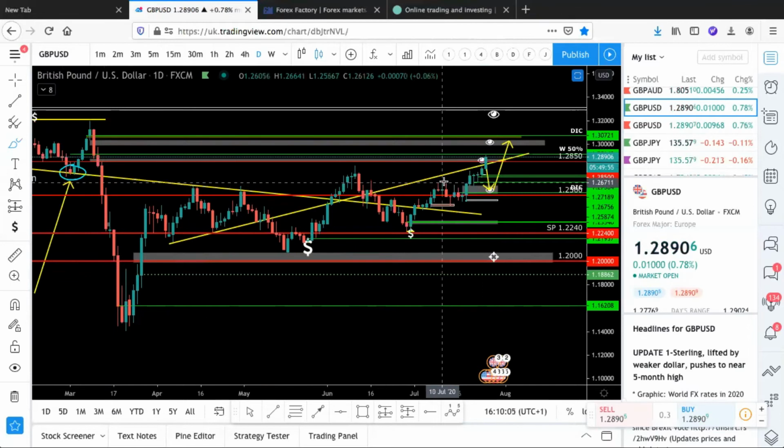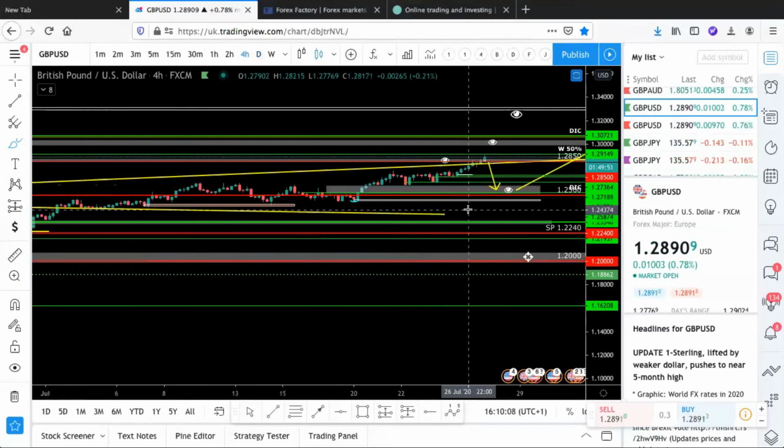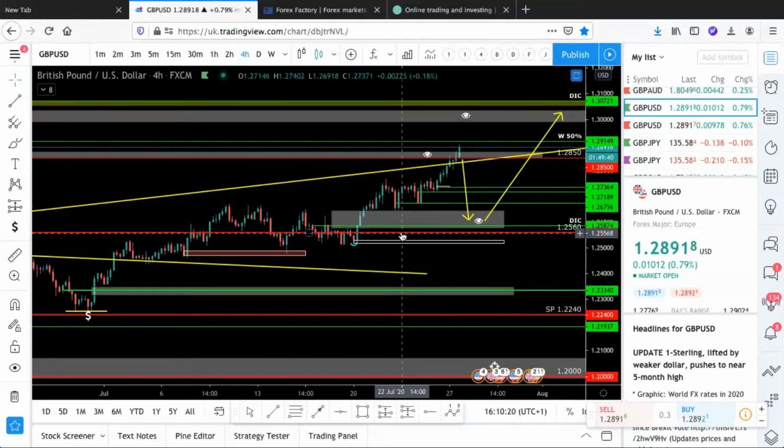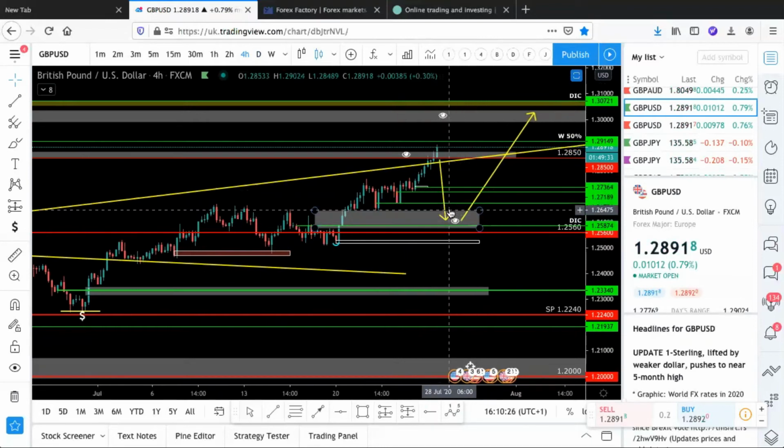But if we get any kind of retracement, we will have buy opportunities. If we get any retracement, we can look for some buys from this area, right? This area. This is what I'm looking for next.